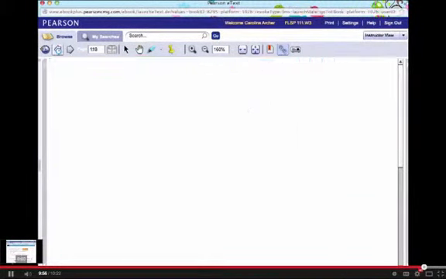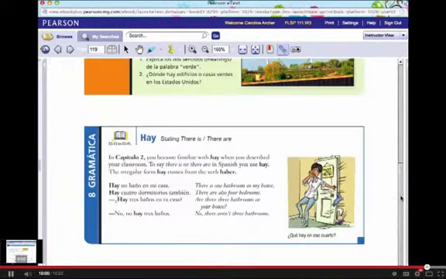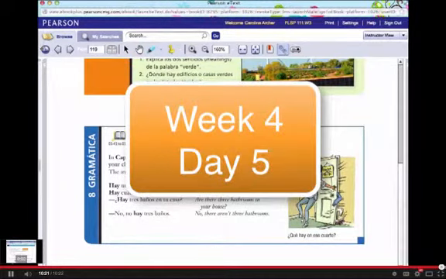Oh, tomorrow is the cultural note, and we are going to work a little bit with hay, how to state that there is or there are, okay? With this one little word you can talk about there is in the singular or there are in the plural, okay? Muy bien, so I hope you get to do your work, and we will continue tomorrow, okay? Hasta mañana.